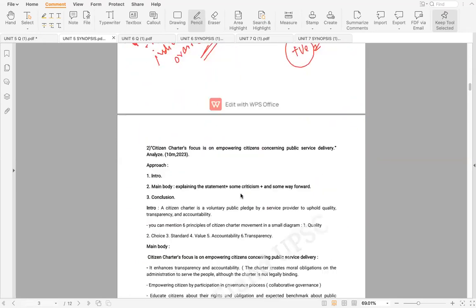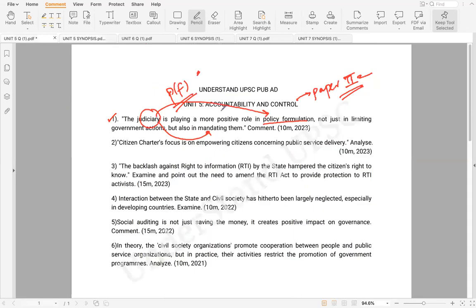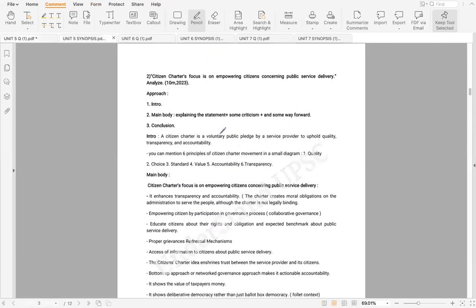The question is on citizen charter. Again, so all of this unit would be very easy, but we'll just quickly go through. Citizen charters focuses on empowering citizens concerning public service delivery. So we'll talk about two things: empowerment and public service delivery. And if you analyze it, it's only a 10 marker again. Approach will be the same: introduction, body, conclusion. We'll talk about a standard citizen charter introduction. We'll talk about a standard good governance conclusion, right? And main body explaining the statement.